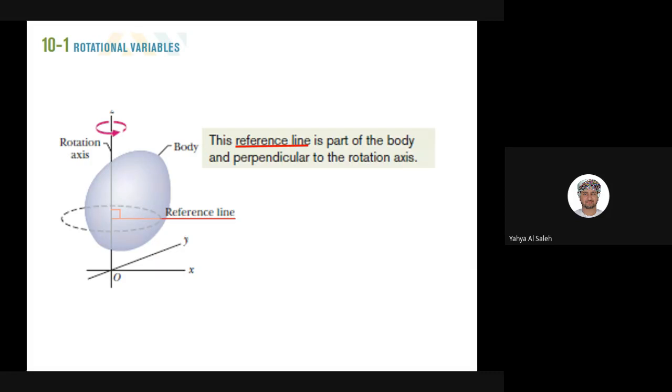Now, if I want to look at something going from point A to point B, I usually define a point on that body and see how much it moves. I do the same thing for rotating bodies. I define what I call a reference line. I choose some point and draw a line through it perpendicular to the rotation axis. I say, okay, this is my reference line. Any measurements I do will depend on this.